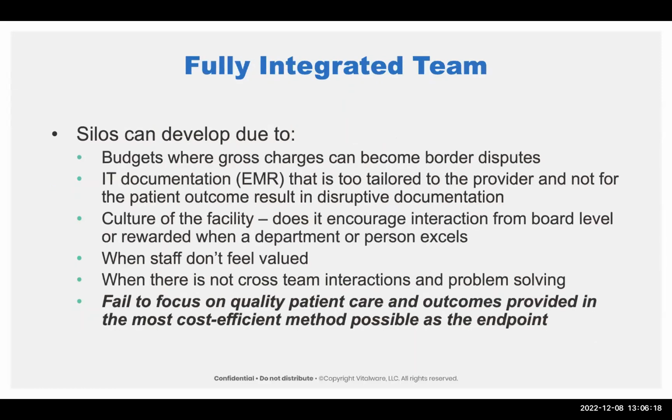So what is this fully integrated team? A silo can develop where budgets and gross charges become border disputes. And where do I see this most often? Respiratory. Respiratory uses CPT codes to charge for their services, but they just keep going up and seeing the patient, and it's just a standard of care. So all of a sudden, if you cut that down and say these are not chargeable, these are statistics, then their gross budget goes down, and then there's a border dispute.